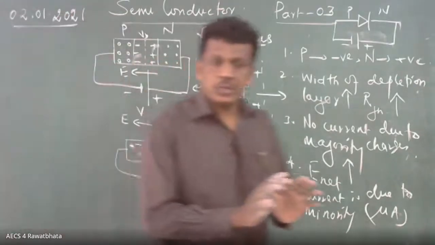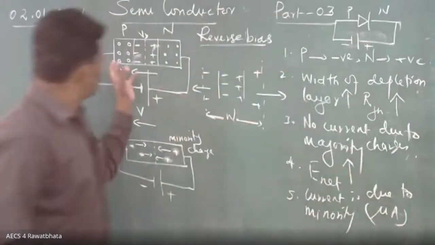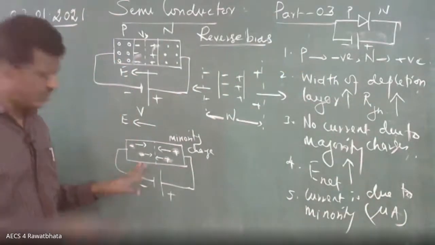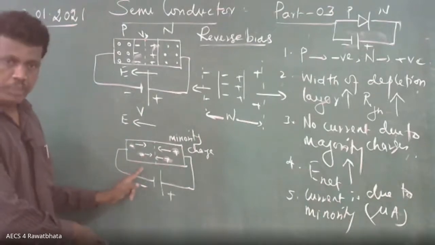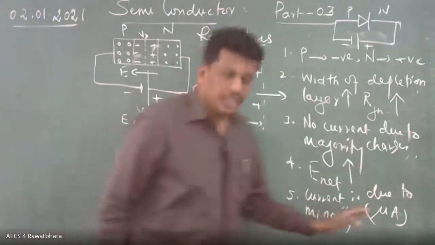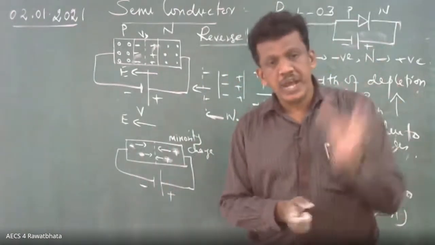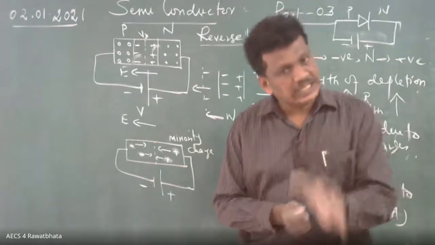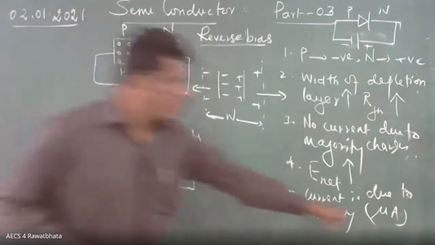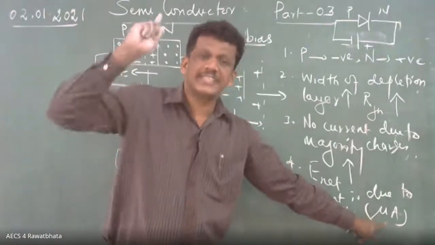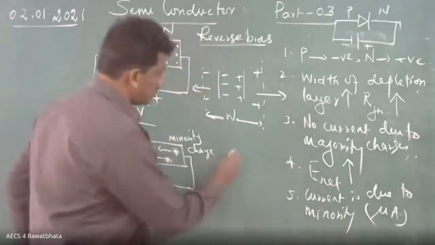So due to majority charge carriers, no current in reverse bias. But minority will contribute some current. These diagrams are not in the book. Just for explanation, I am taking the example. You copy it for your understanding. So now the current is due to minority charge carriers. Minority charge carrier means what? Less in number. So automatically you will get minimum current. How much? Microampere, 10 power minus 6 ampere. Very, very small. Okay, you see that?